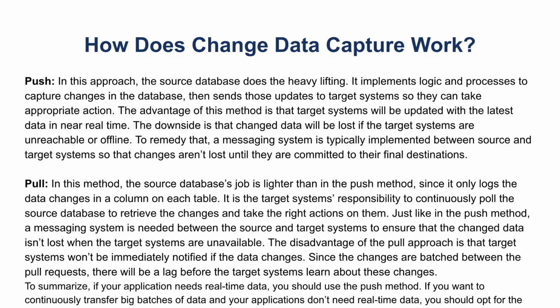data could be lost. So in this scenario also we can have a messaging system in between, so that it ensures that all the changes that happen in the source system are captured by the target system. In the pull method, since data capture is happening in batch mode, there will be a lag between source and target. So the fundamental approach here is, if we are looking for real-time data, we can go for push. If we can process it in batch mode, then we can go for the pull method.